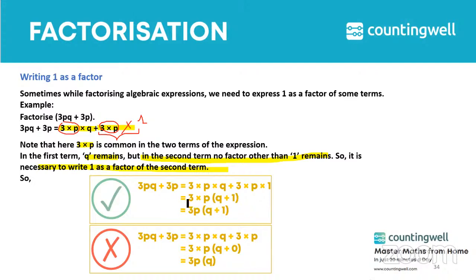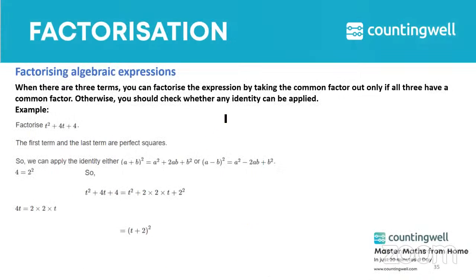So here you can see how a student has done it wrongly in the second method. He has taken 3p as common, and in the bracket for the first term he has taken q, but for the second bracket the child thinks there is nothing common, so writes 0, but this is not correct. For factorizing an algebraic expression with 3 terms, you can take a common factor out only if all 3 terms have a common factor.